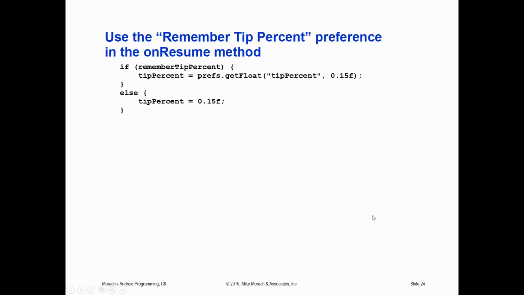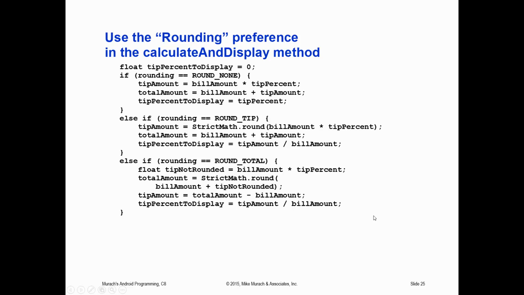All right, the second code example in here is a little bit more complex. It checks the value of the rounding preference, which has been stored in a variable called rounding. If it's equal to round none, then the code calculates the tip and the total without doing any rounding. When round tip is chosen, it rounds up the tip. If round total is chosen, it rounds up the total. So again, once you get the preferences from the default preferences file, you can use them to change the way the app works.